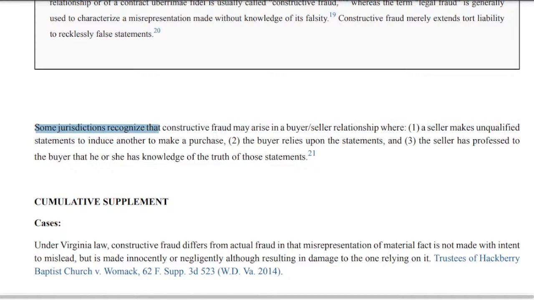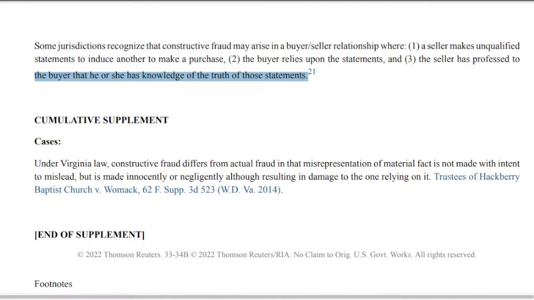Some jurisdictions recognize that constructive fraud may arise in a buyer-seller relationship where: 1. The seller makes unqualified statements to induce another to make a purchase. 2. The buyer relies upon such statements. And 3. The seller has professed to the buyer that he or she has knowledge of the truth of those statements. And here we have our cumulative supplement cases.